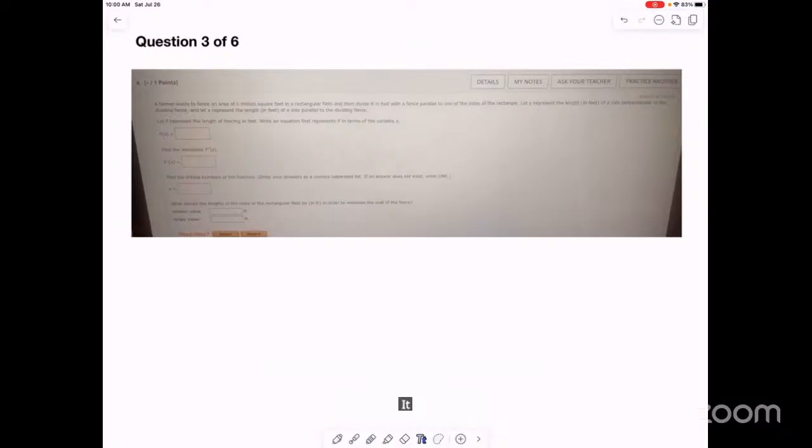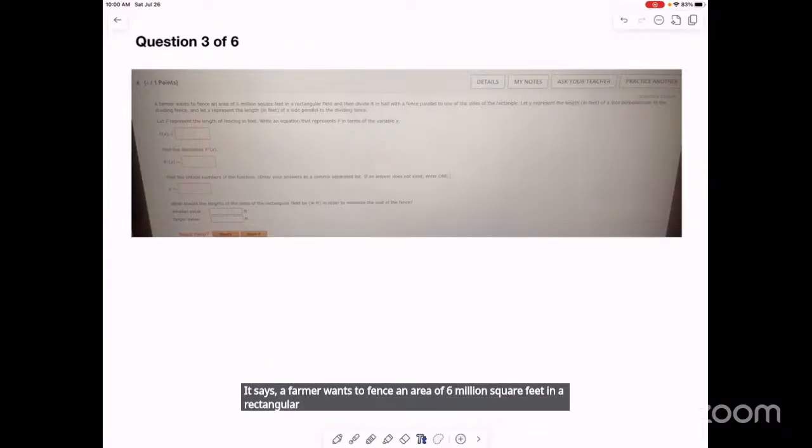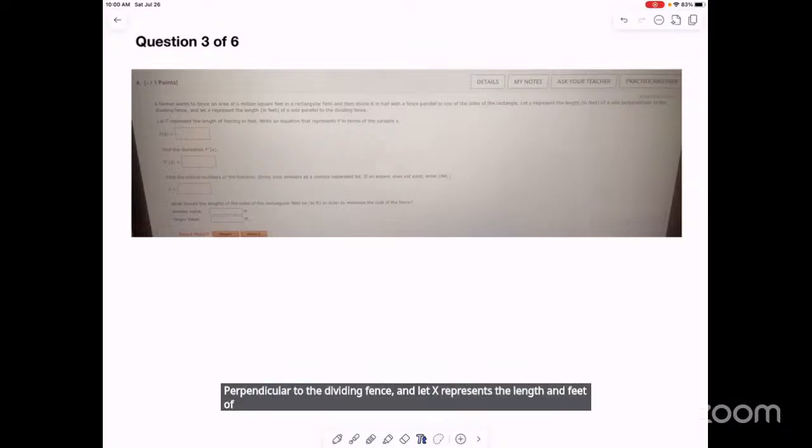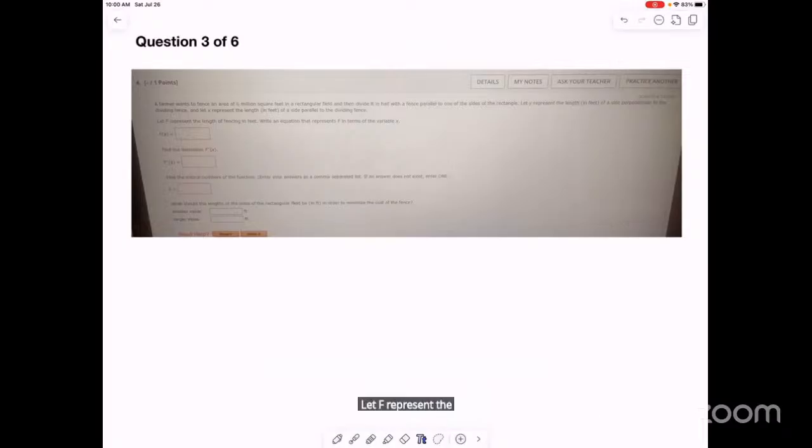It says a farmer wants to fence an area of 6 million square feet in a rectangular field and then divide it in half with a fence parallel to one of the sides of the rectangle. Let y represent the length in feet of a side perpendicular to the dividing fence, and let x represent the length in feet of a side parallel to the dividing fence. Let f represent the length of fencing in feet. Write an equation that represents.